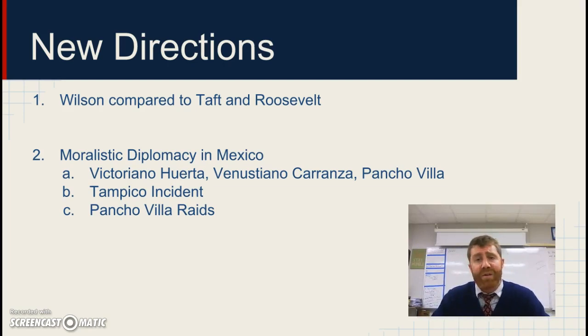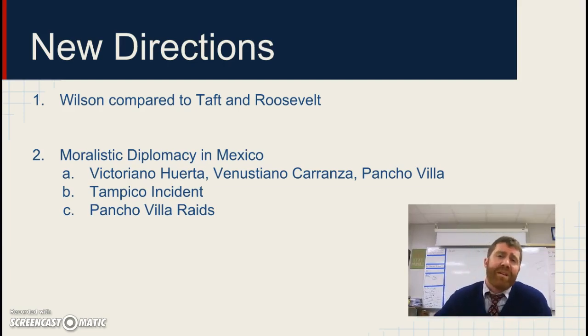Both Huerta and his rival Carranza were not happy about this move. And so eventually we get the ABC powers, Argentina, Brazil, and Chile, to step in and mediate the situation. After considerable pressure, Huerta is going to be replaced and Carranza is going to be president. Carranza's chief rival, Pancho Villa, then begins stirring up trouble.